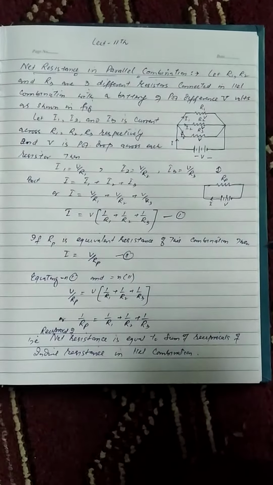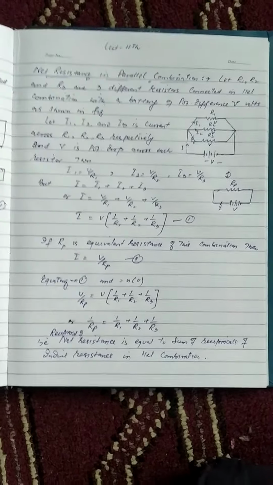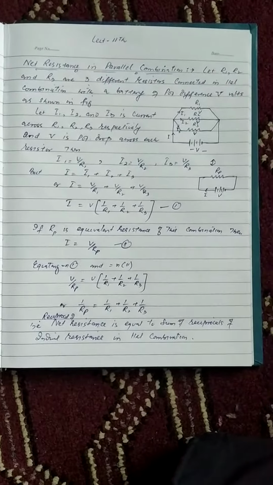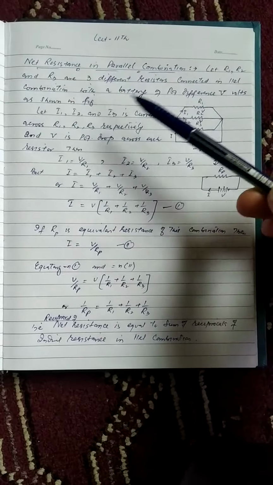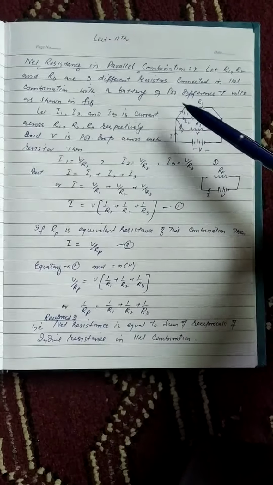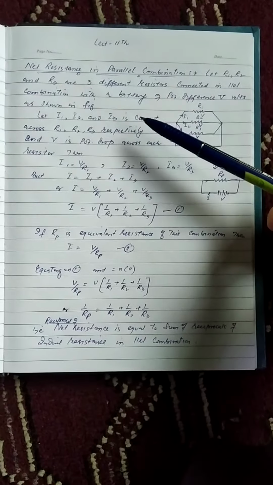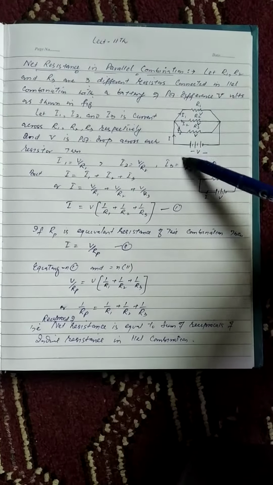Welcoming you all to the 11th lecture of this electricity, and our topic today is net resistance in parallel combination. So for that I have taken R1, R2, R3, or the three different resistors combined in parallel combination with a battery of potential difference V volts as shown in the figure.